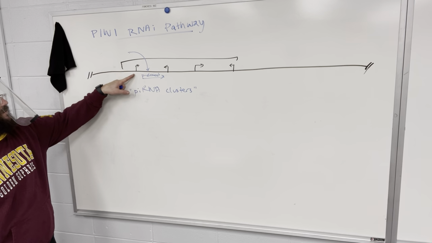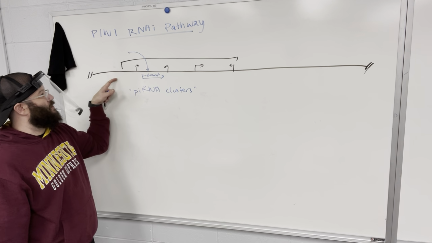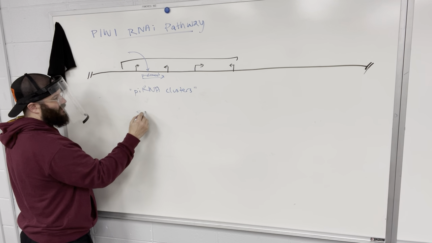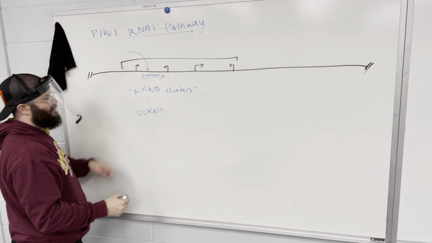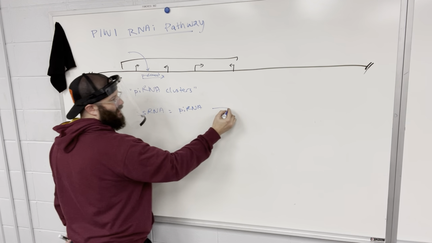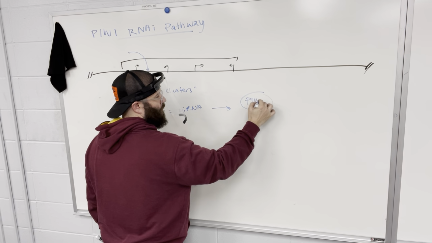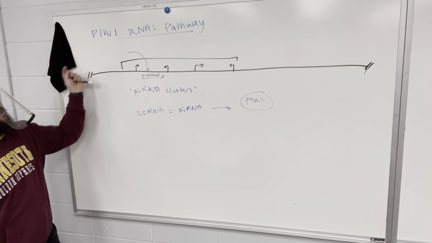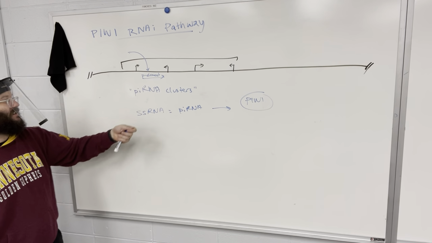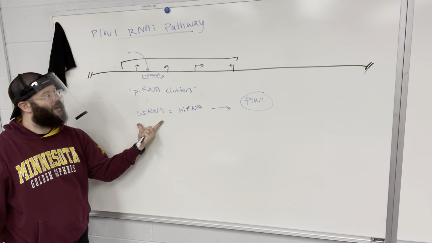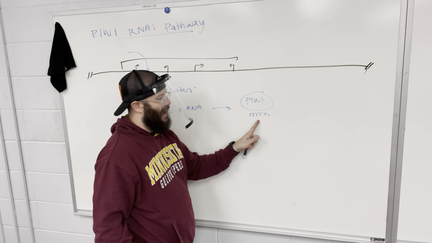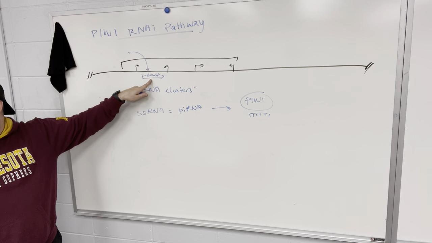So if a P element or a problematic gene jumps in here, there are promoters now that are designed to assemble single-stranded RNA, equal to piRNA, that can get loaded into the PIWI protein. As soon as a P element jumps into this little catch trap, a promoter will cause it to synthesize a single-stranded RNA molecule, which gets loaded into PIWI, and now the PIWI is effective at suppressing that thing. Does that make sense?